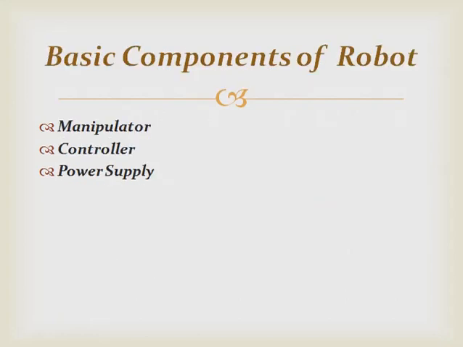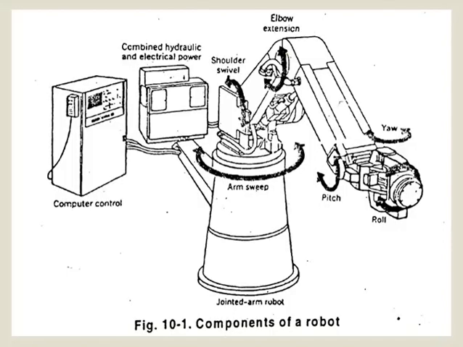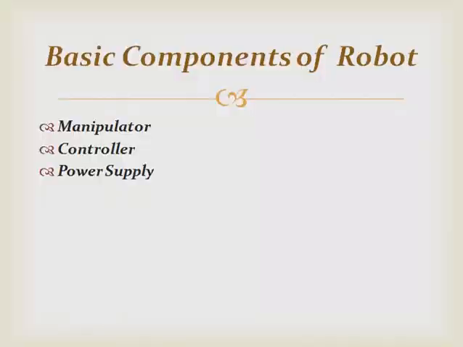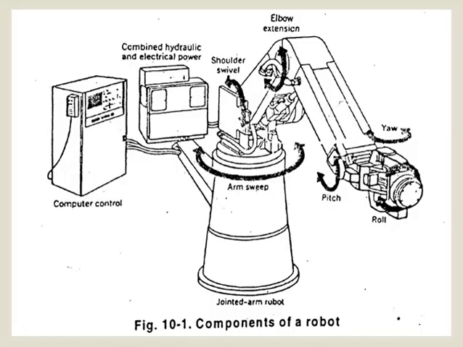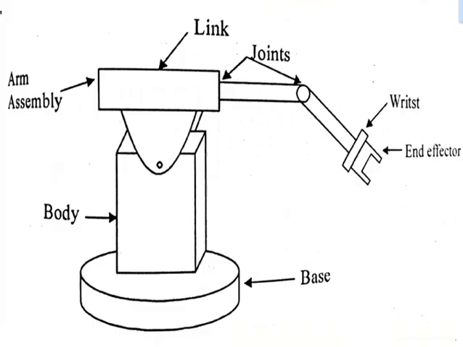Now we will discuss the basic components of robots. The main components are divided into three categories: manipulator, controller, and power supply. You can see in this figure the components we have considered here: manipulator, controller, and power supply. All three are interconnected to each other.